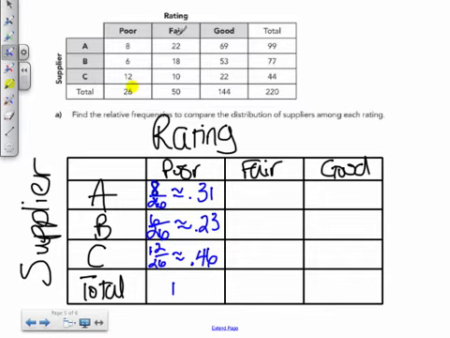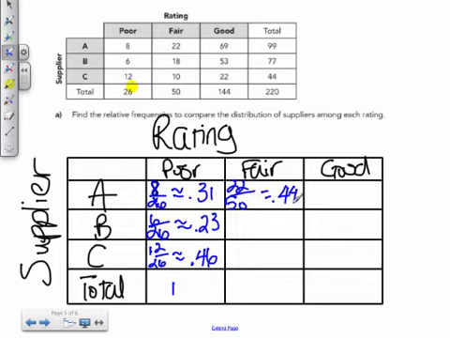So now I want to figure out what percentage of the fair ratings were from supplier A. So there were 22 fair ratings from supplier A. So I would do 22, and there were a total of 50 fair ratings, so it would be out of 50. So 22 out of 50, plug that into your calculator, you get an exact answer. You should end up getting 0.44.